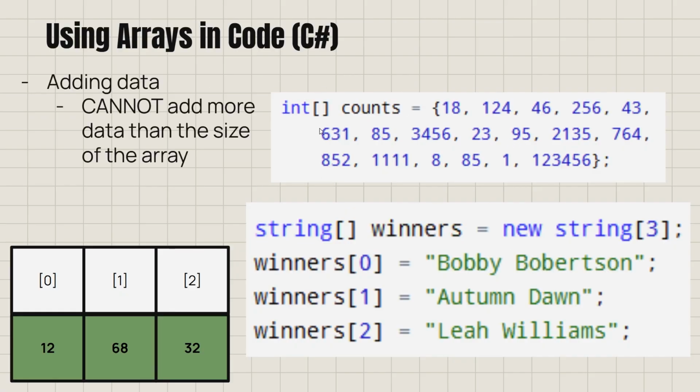You cannot add more data than the size of the array. Inside the array, you've already allocated the space in memory for it. If you add more data, you'll get an index out of bounds error, and that just means you're adding more than this array can hold. Arrays are static size, they cannot fit more than what they are given to hold. Accessing data, like I mentioned here, you just give it the index and it'll pull out that value.